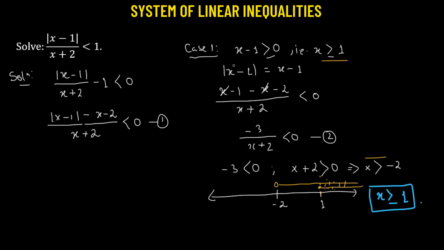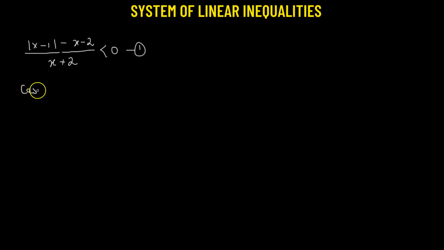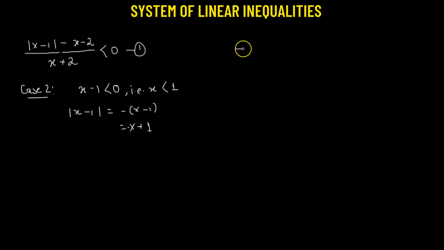Now we'll move on to case number 2. So in case number 2, we will consider that x minus 1 is less than 0. Since we have already taken x minus 1 greater than or equal to 0, this time it will be only less than 0. This means that x is less than 1. And in that case, absolute value of x minus 1 will be equal to negative of x minus 1, or simply negative x plus 1. Now, we can rewrite our linear inequality as negative of x plus 1 minus x minus 2 divided by x plus 2. So this is going to be less than 0.